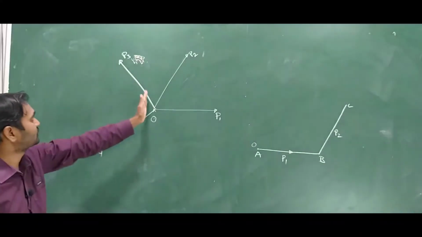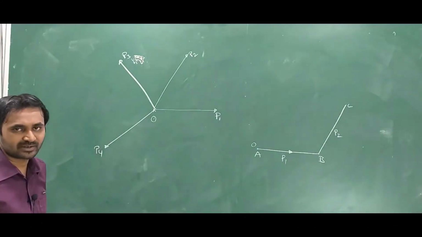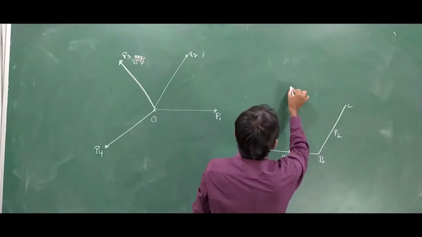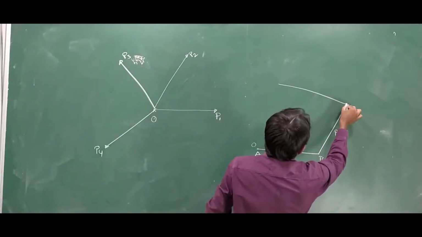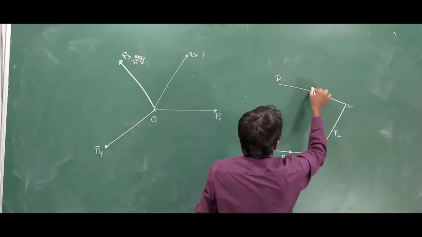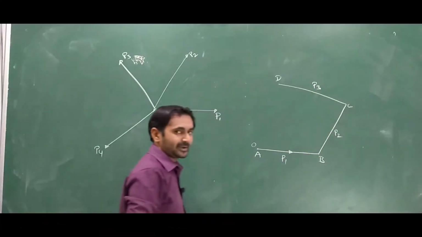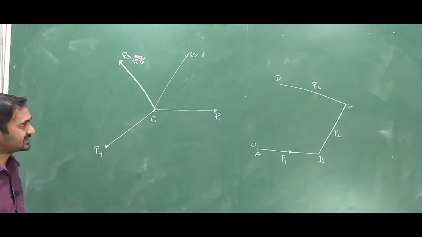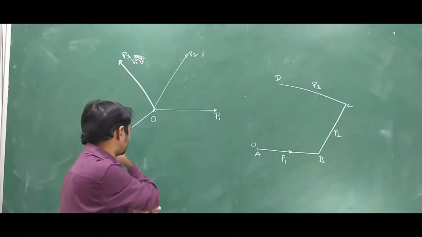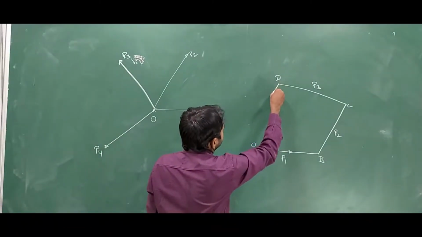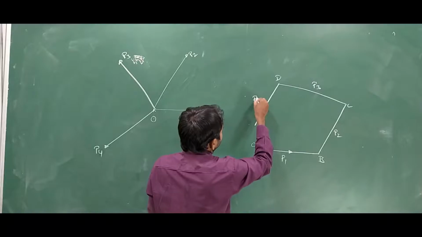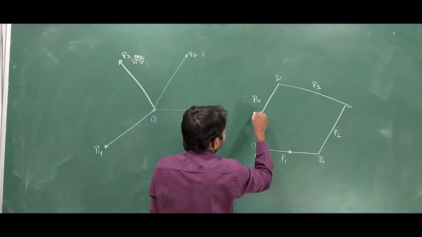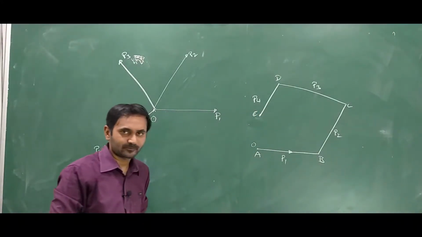Now one more force which is acting in this direction, this will be P3. So from the C point again you have to draw that. Let this be P3, and now we have P4 also. It is coming in this direction, so I have to draw P4. So this is P4, which is coming in this direction. So this is D, this will be E.